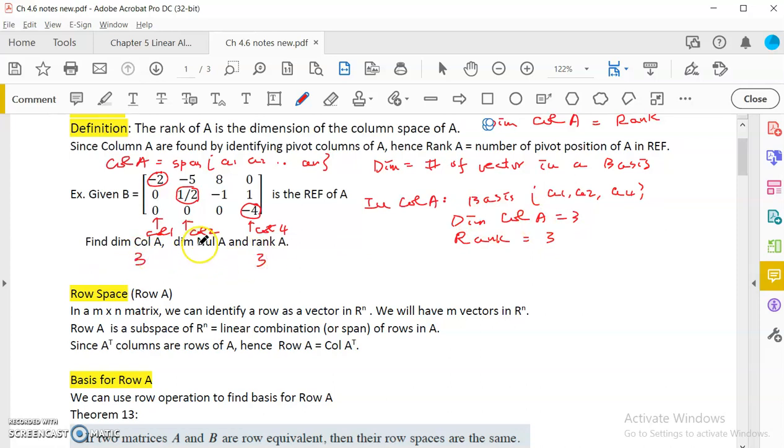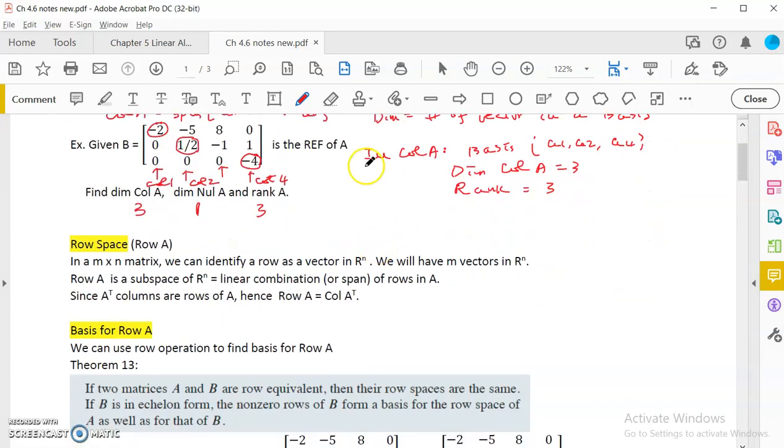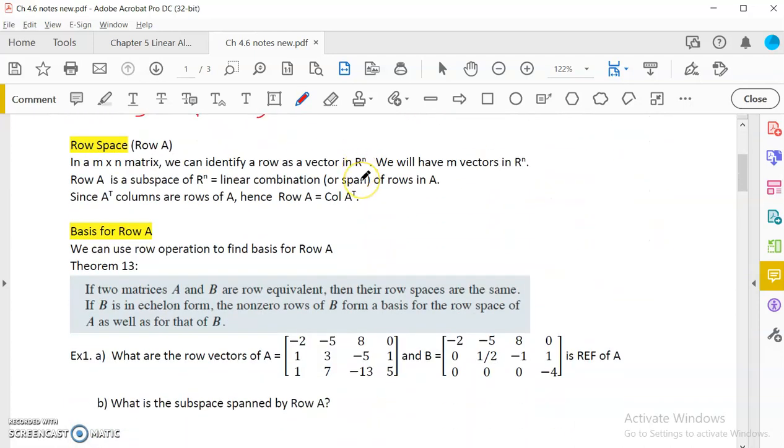What about the null space of A? That is the number of free variables. In this case, we have one free variable among x1, x2, x3, x4. So it's 1. Okay, this is old stuff from 4.3, I think.